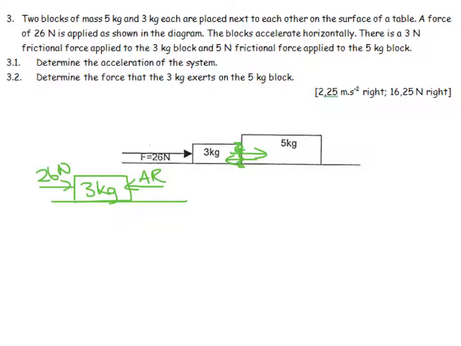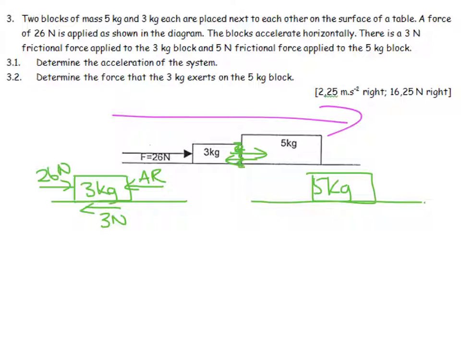So we've got that, and we are told that there's a 3 newton frictional force. The other block, 5 kilograms, is equal. We've got, obviously, something driving it forward because this whole system is moving to the right again. So it's going to be this action-reaction pair that pushes it forward, and it experiences some friction as well.